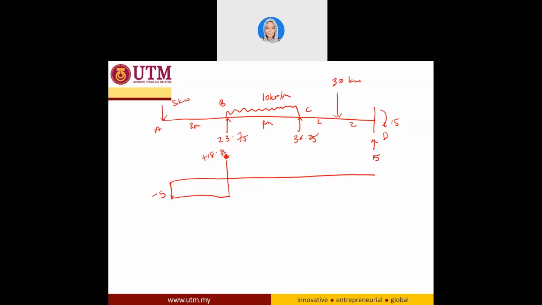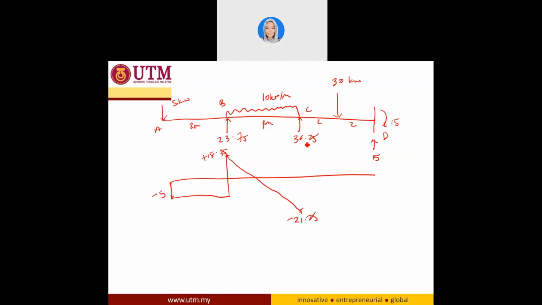18.75. Okay, and I have a uniform distributed load of 10 kilonewton per meter for 4 meter distance, so I have to minus 18.75 minus 10 times 4. So if I minus it, I will have a value of -21.25. So I go down here and I will have here -21.25.